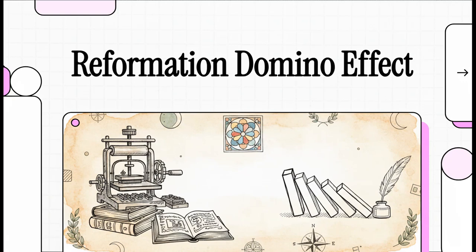All right, got a quiz coming up on the Northern Renaissance and the Reformation? Well, you've come to the right place. We're going to break down exactly what you need to know. We'll see how a single protest, a brand new piece of tech, and a pretty corrupt system created this massive domino effect that, honestly, changed the world forever.